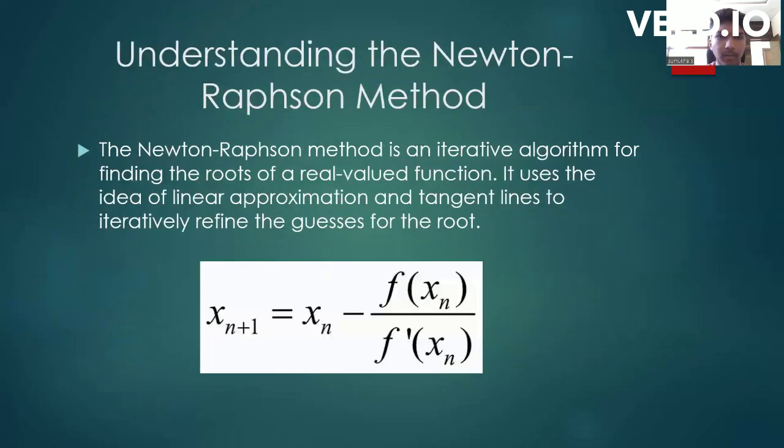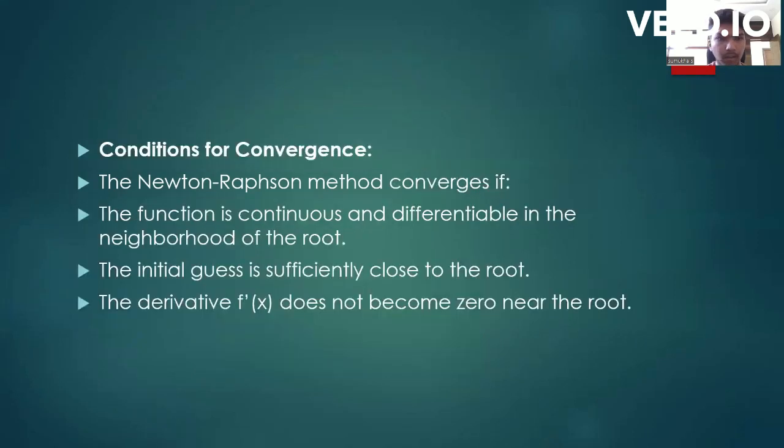Understanding the Newton-Raphson method. The Newton-Raphson method is an iterative algorithm for finding the roots of a real valued function. It uses the idea of linear approximation and tangent lines to iteratively refine the guesses for the roots. x n plus 1 is equal to xn minus f of xn divided by f dash of xn.